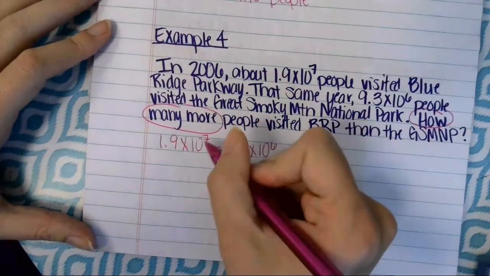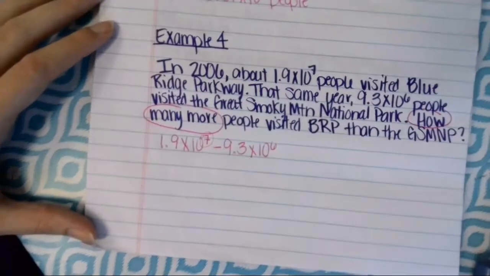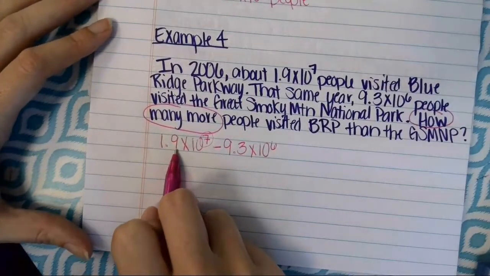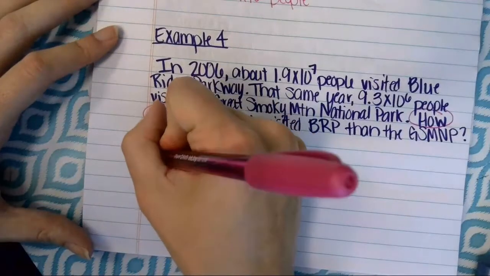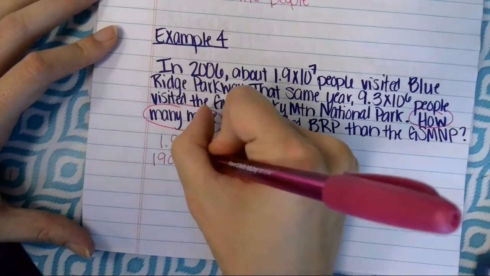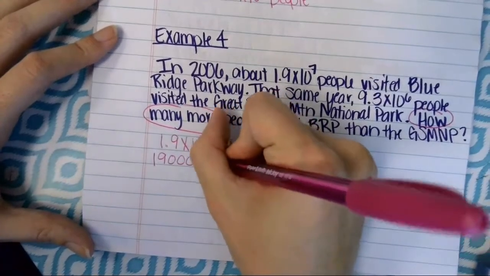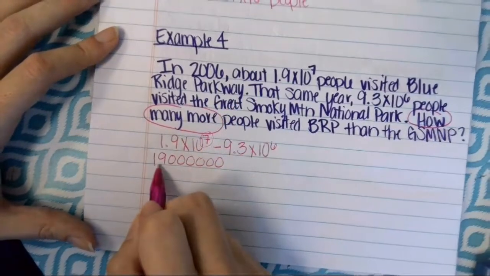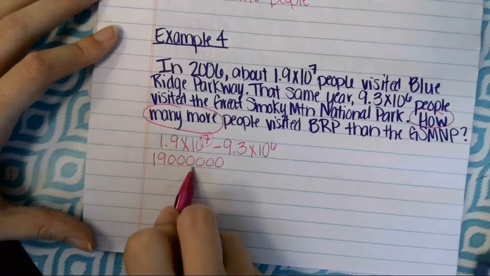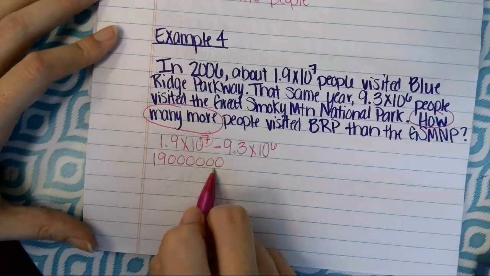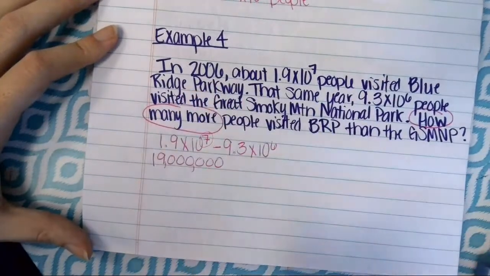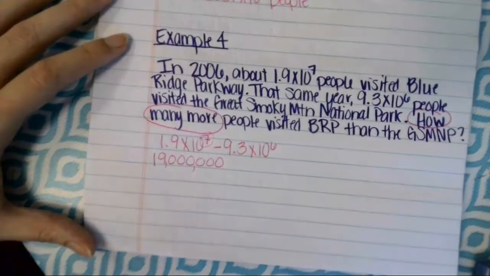So this tells me that I need to move 7 places. I have 1 space, so I'm going to need 6 more zeros. So 1, 9, then 1, 2, 3, 4, 5, 6 zeros. So if I started here, I moved 1, 2, 3, 4, 5, 6, 7 places. I'm going to put some commas on there to make it just a little bit more user-friendly.